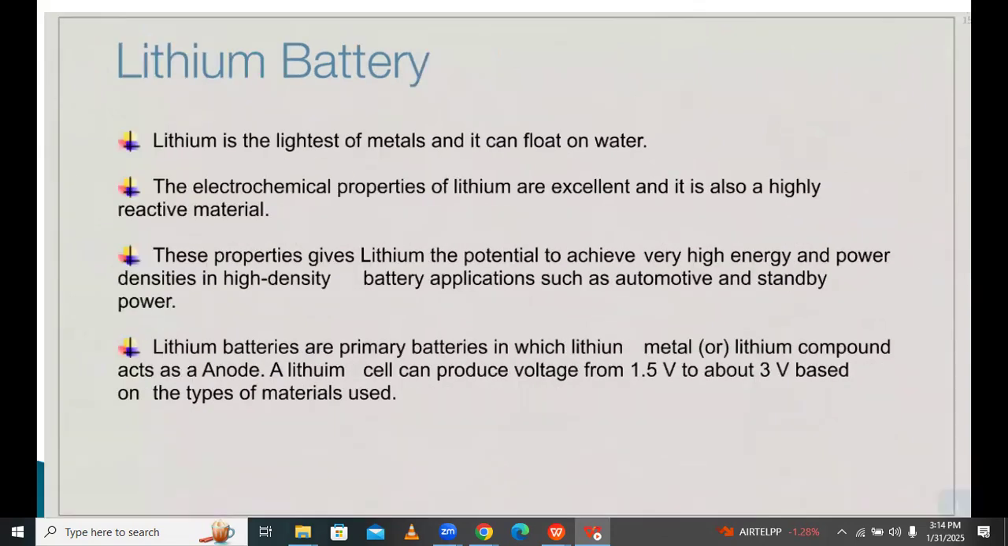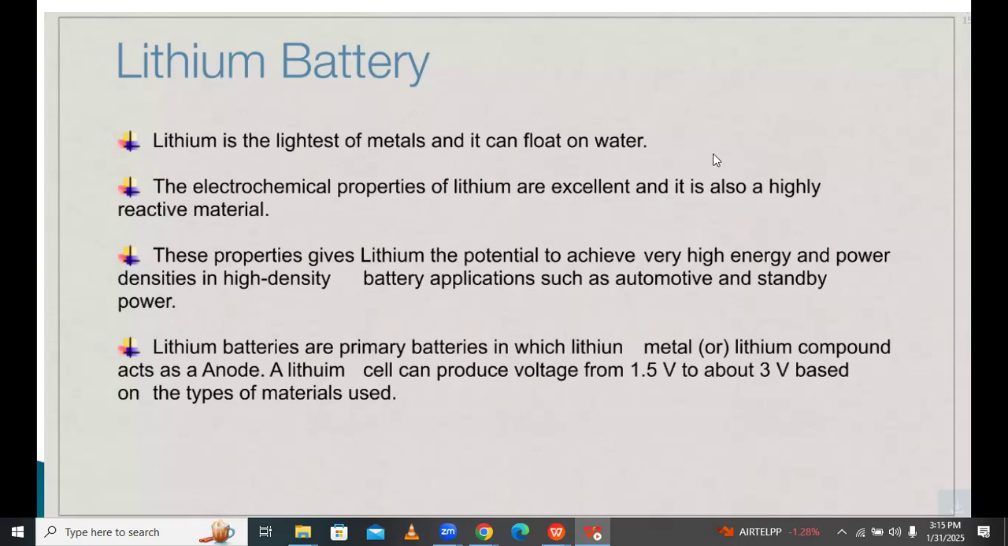Okay, lithium ion batteries. In this, lithium is the lightest of materials, and it can float on water. So lithium is the lightest of metals. That's why nowadays we are using lightweight mobiles. Lithium is the lightest weight metal. That's why in mobiles, lithium batteries are generally used. In electronic applications generally, the electrochemical properties of lithium are excellent, and it is also a highly reactive material.